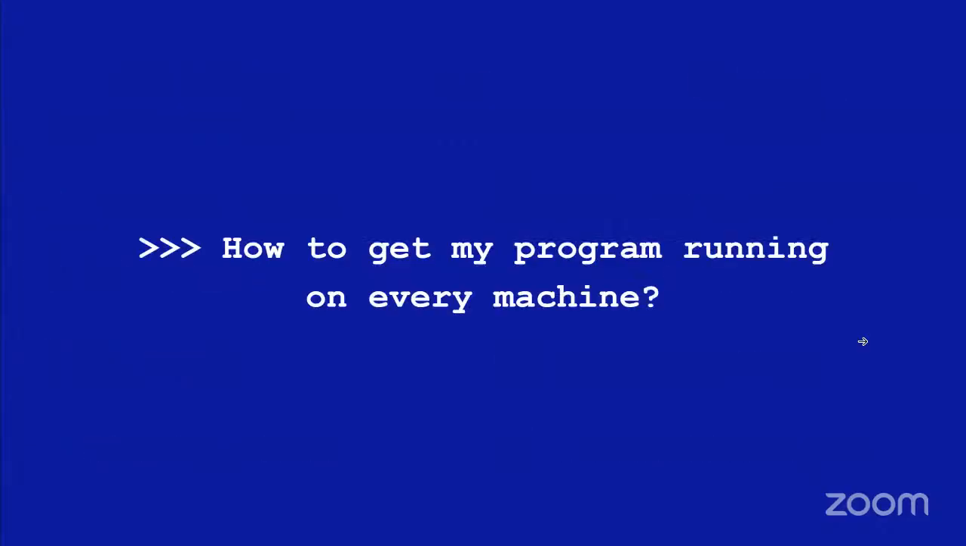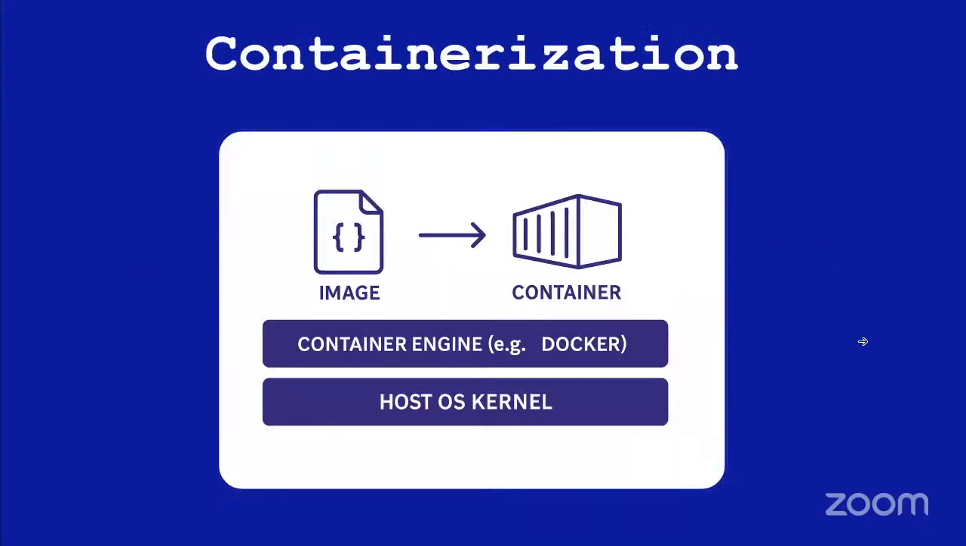Okay, how to get my program running on every machine. I will just do a quick introduction to the concept of containerization. We won't dive that deep into it because it's a little bit more complex. But basically, let's say I wrote my application on Mac, and how do I ensure that it runs on Windows as well? Because the operating system may be different. So the idea of containerization is to set it up in a way that it can run anywhere, not just on our machine.